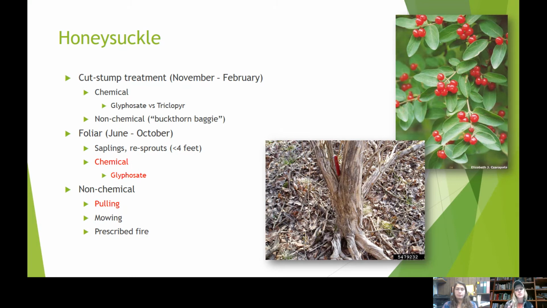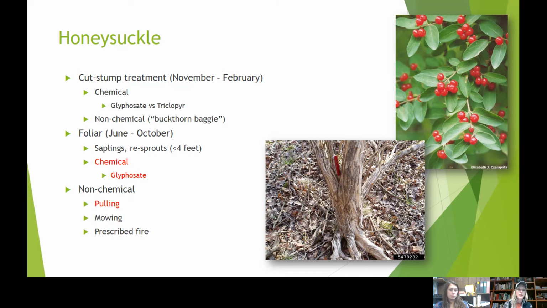You can tell the bark is really blonde compared to buckthorn. It often peels and strips away a little bit. It has a very fragrant, beautiful bloom in the summer and then red berries later into the fall and the winter. But control is almost identical for honeysuckle. It's identical to buckthorn pretty much.